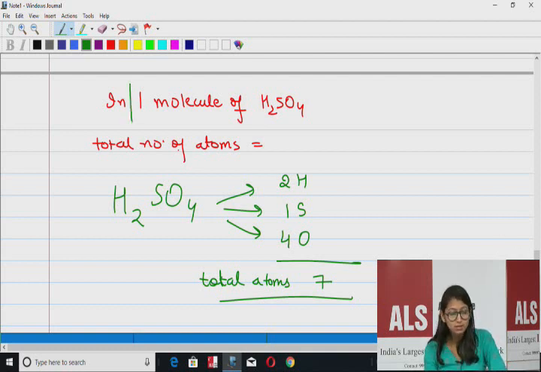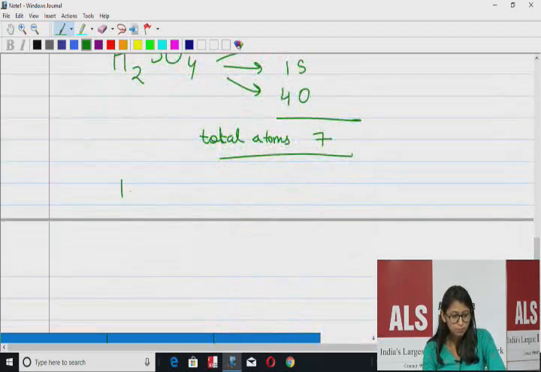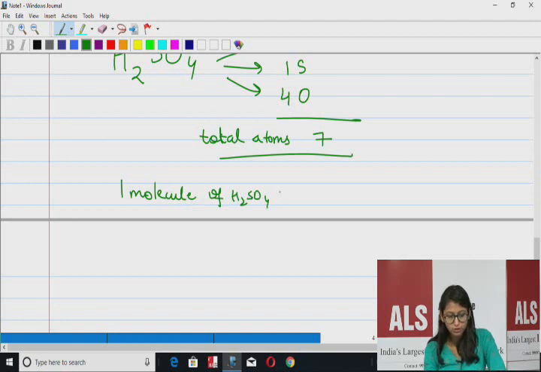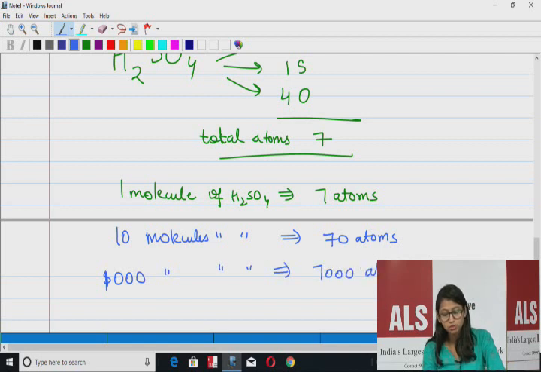I am talking about one single molecule. Let me write like this. So, I can say that 1 molecule of H2SO4 has 7 atoms. Let's say if I am giving you 10 molecules, what will be the answer? If one is having 7, the 10 will be having 70 atoms, right? What will be the answer for 1000 molecules? It would be 7000 atoms, right?